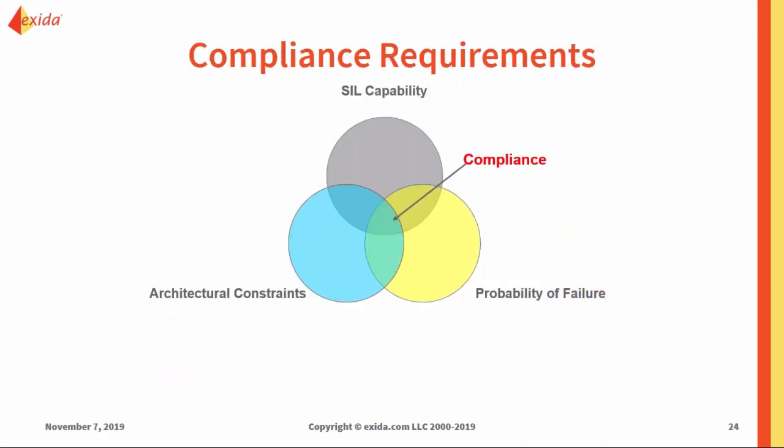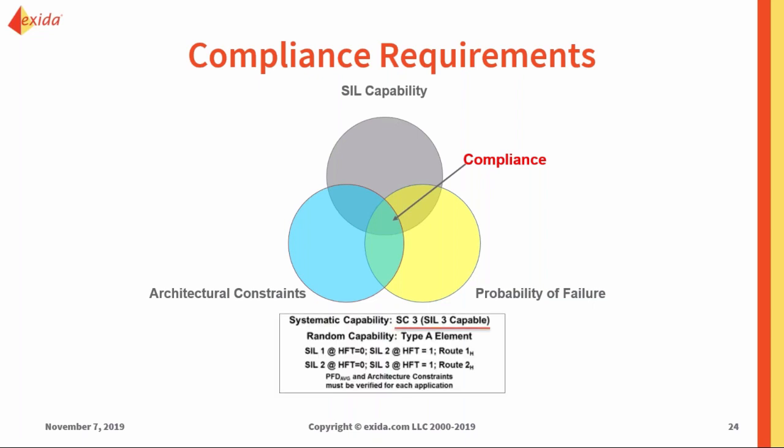So when you see a certificate like that, it's telling you that it is in complete compliance. It's looking at that systematic capability, it's looking at the probability of failure, and also it's looking at the architectural constraints of the element. So when an end user gets a certificate, it has everything they need to be able to do their calculations and figure out what exactly they need to protect themselves.